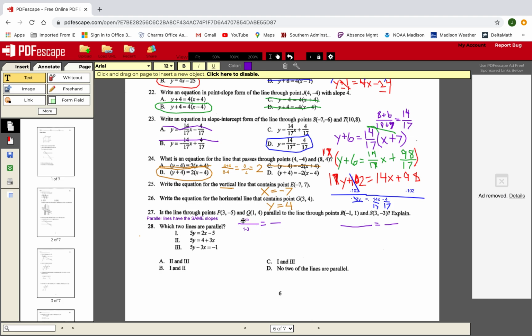So simplifying here, 4 plus 5 is 9 all day. And then 1 minus 3 over here is negative 2. So I end up with negative 9 over 2, or 9 over negative 2.